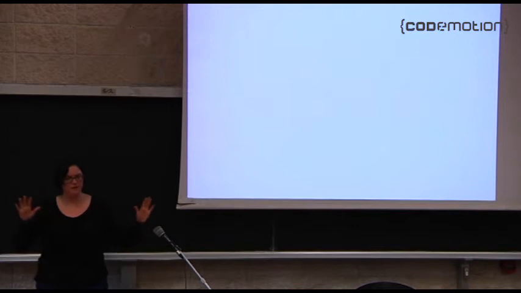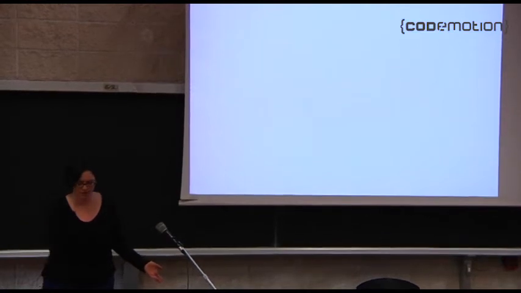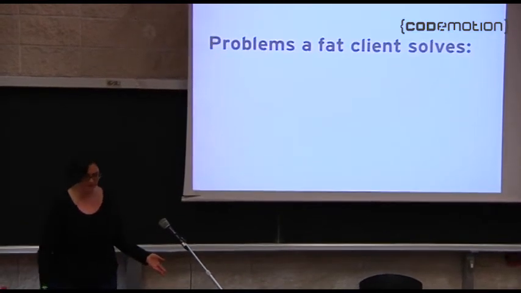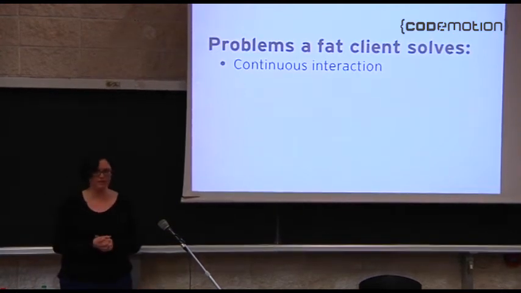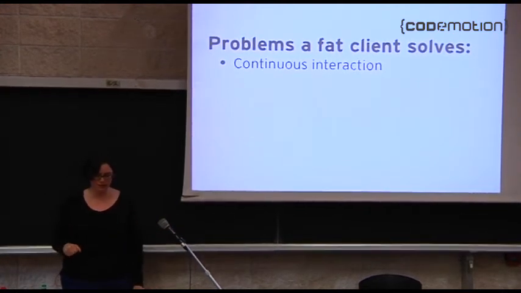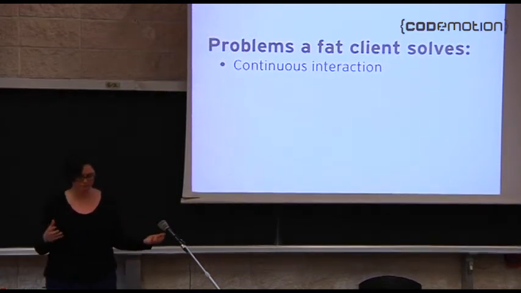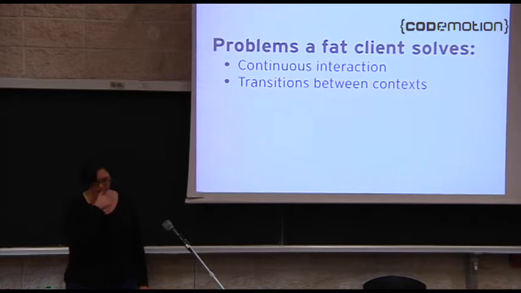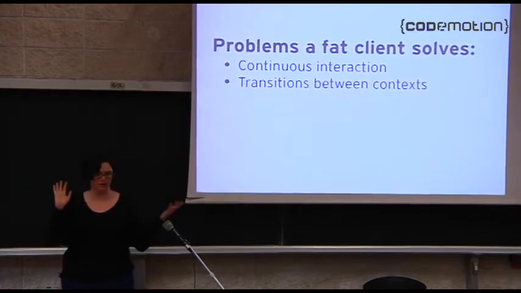So let's just pause and think, why? OK, so we added all these complications. Why do we want AJAX at all? So there must be some benefits. The problems that a fat client solves. First one is continuous interaction. That's the obvious one. The page isn't reloading while the user's actually interacting. The next one is the transitions between contexts, this idea of sliding or fading or flipping.